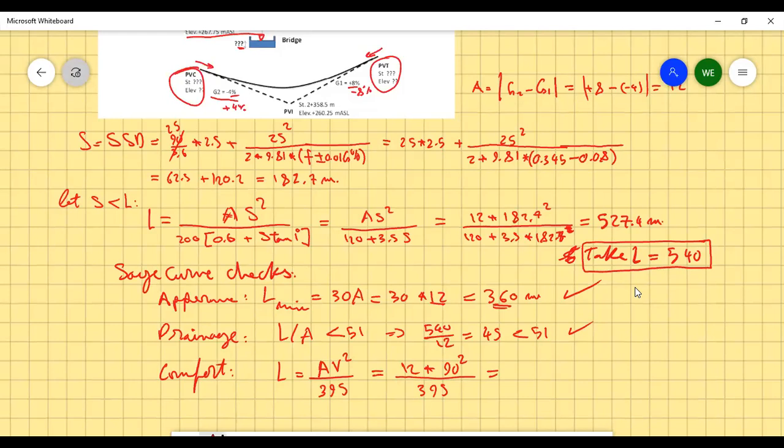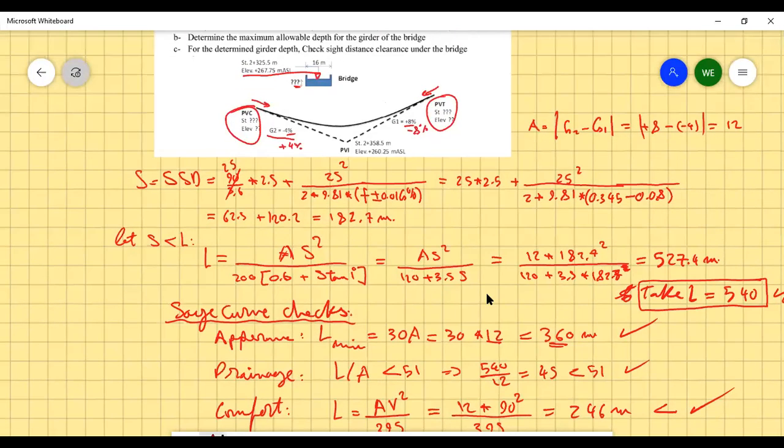So this is 246 meters. Okay, and we are greater than this, so this is okay. So our design value here is acceptable and meets the requirements for a sag curve. Then we move and check now for the clearance.